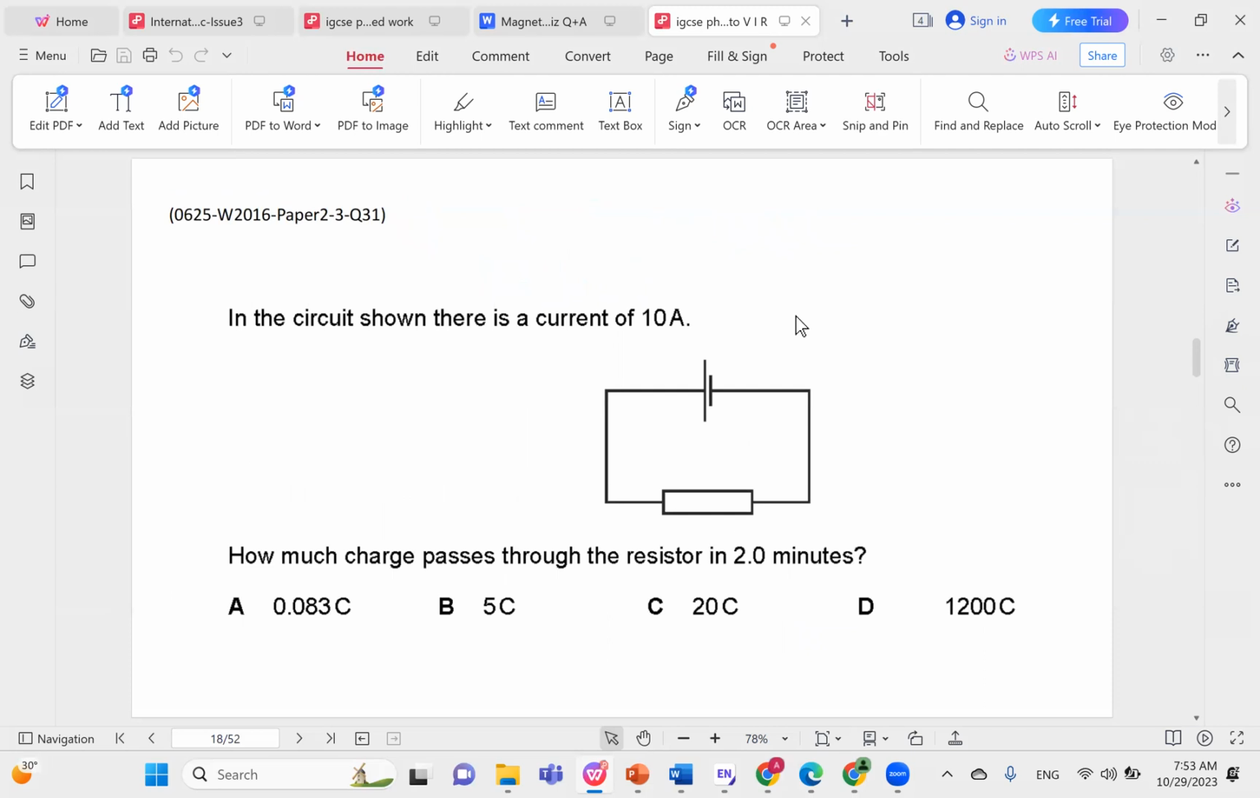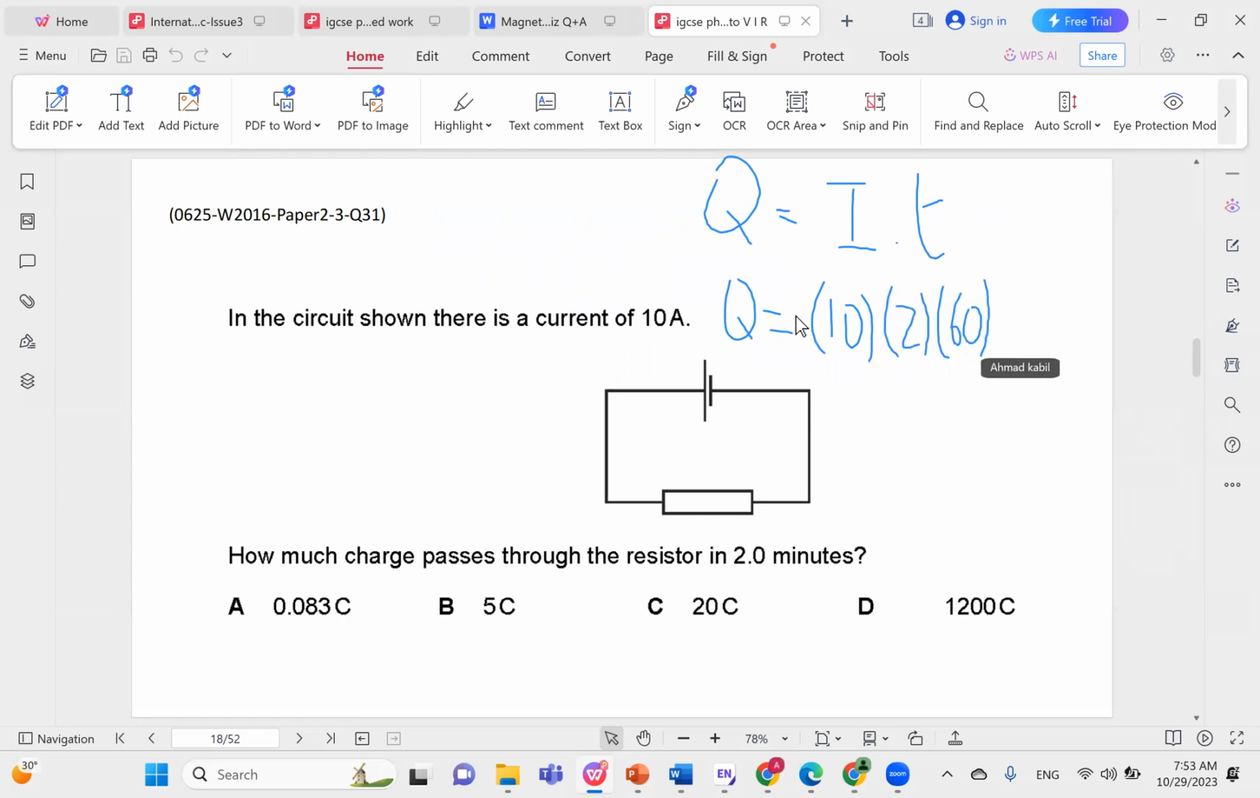In the circuit shown, there is a current of 10 amperes. How much charge passes through the resistor in 2 minutes? Again, Q equals I multiplied by T. So Q equals 10 multiplied by 2 multiplied by 60. And that gives us 1,200 coulombs. So the correct choice here would be choice D.